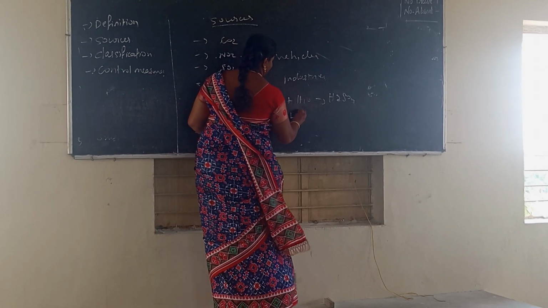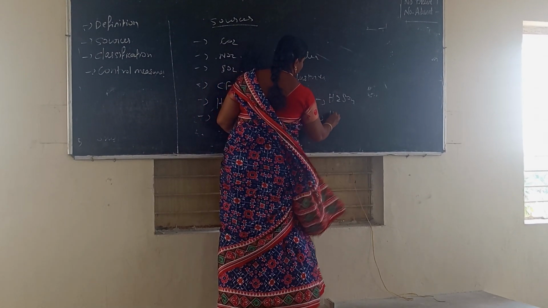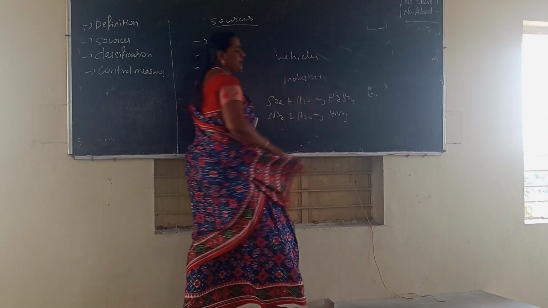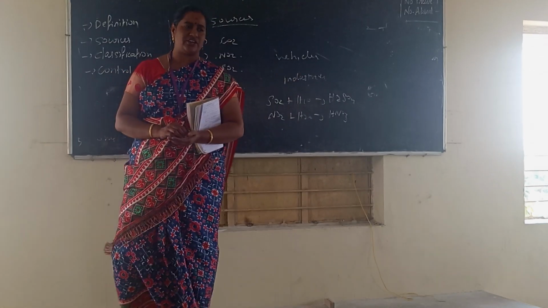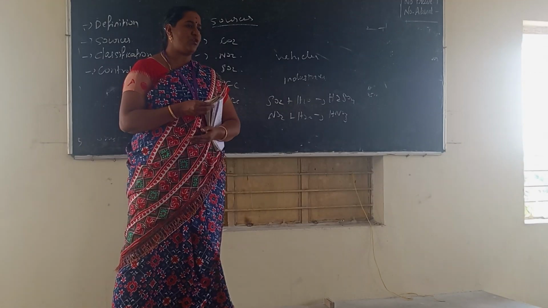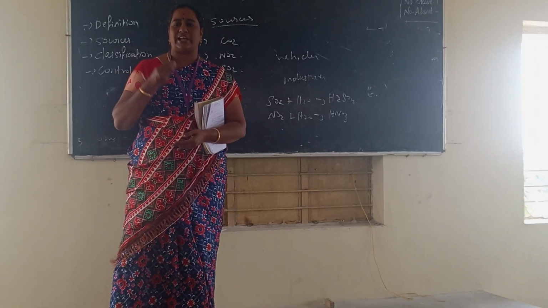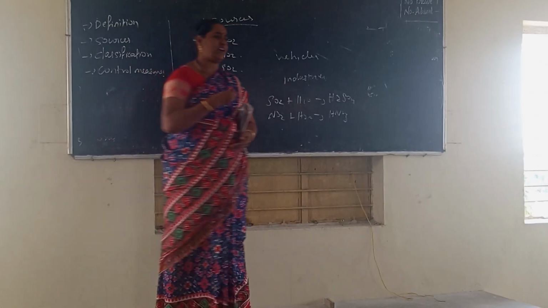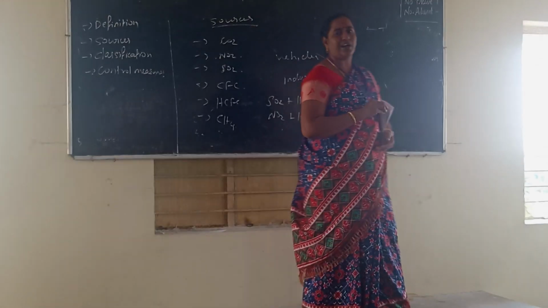NO2 reacts with atmospheric water and we get HNO3, which is responsible for acid rain. Acid rain is nothing but the excess amount of gas pollutants like SO2 or NO2 present in our environment reacting with water at the time of raining.